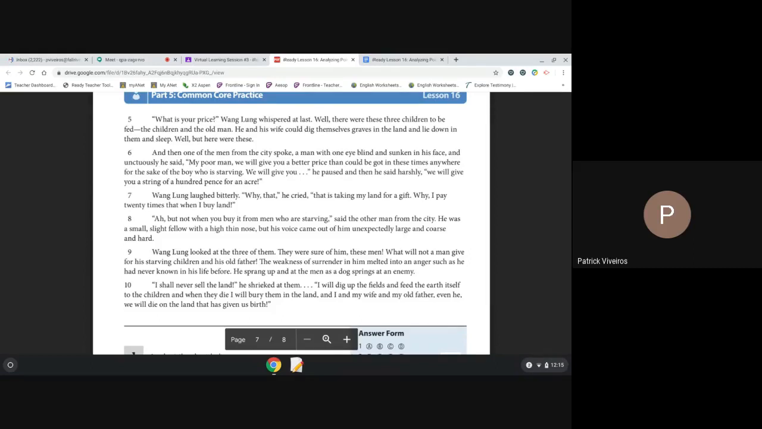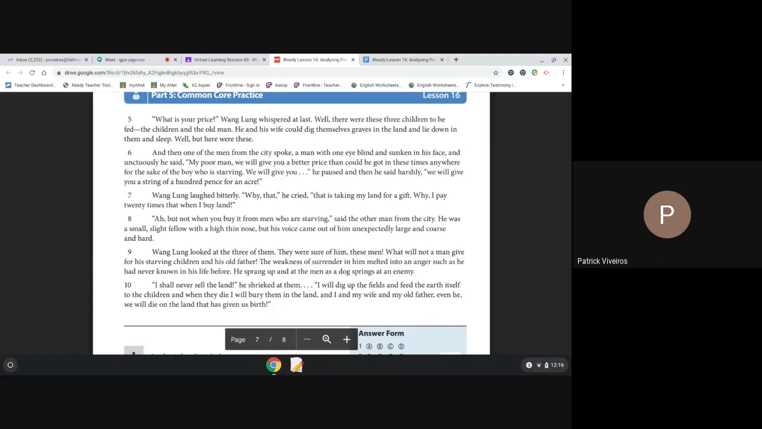I will not sell my land, he said. His uncle stepped into the doorway upon his hands and knees, since he had such a use in his babyhood. Children to be fed, the children and the old man, he and his all, but here were these, and sunken in his face, and unctuously he said, my poor man, we will give you a better price than could be got in these times anywhere for the sake of the boy who is starving. We will give you, he paused, and then he said harshly, we will give you a string of 100 pence for an acre. Wang Lung laughed bitterly.